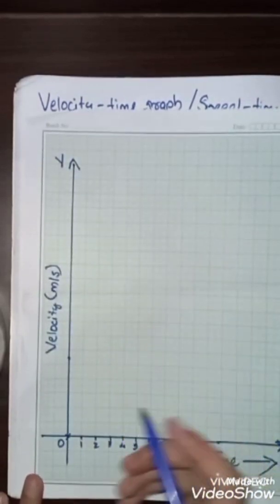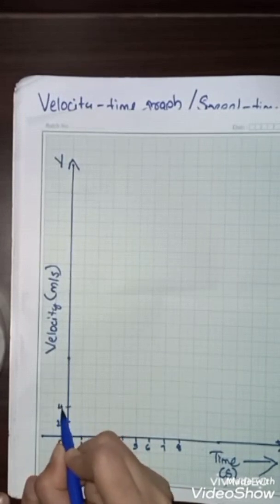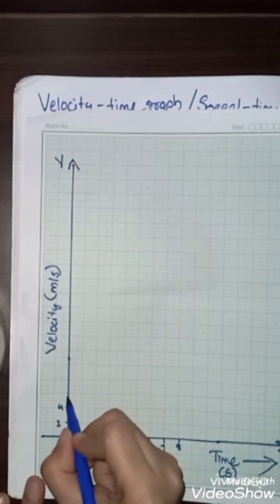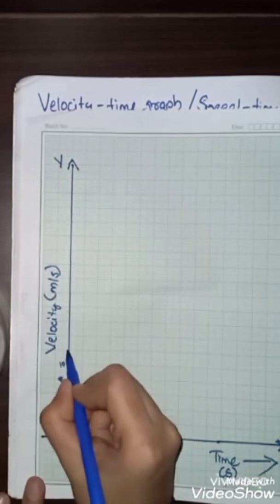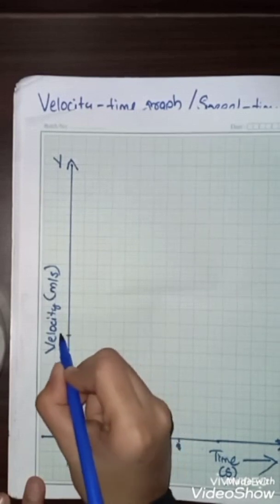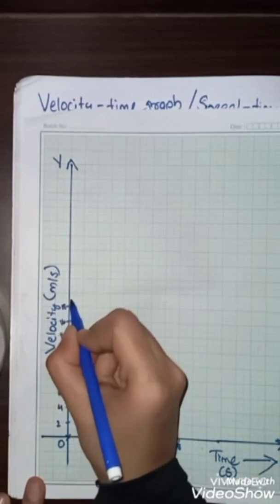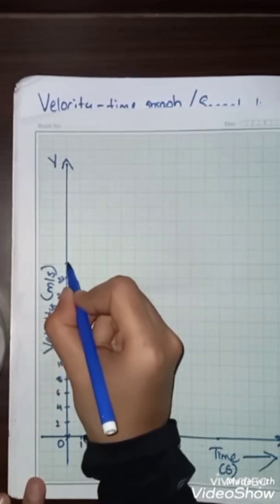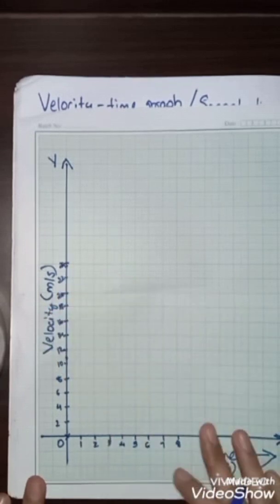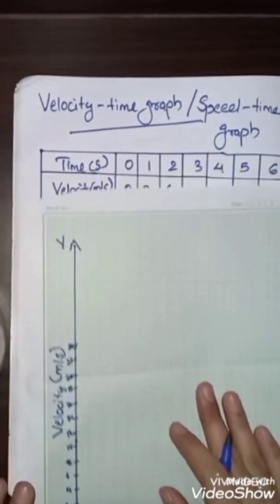So we can take the velocity axis as 0, 2, 4, 6, 8, 10, 12, 14, 16, 18, 20, 22, 24. This is enough. Then we can mark the points.